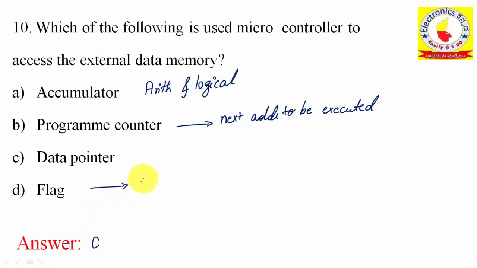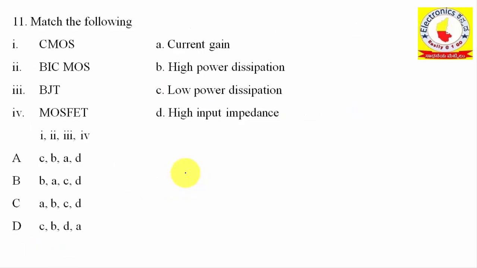Flag registers are used to indicate the status, right? Next, 11th question. CMOS stands for complementary metal oxide semiconductor. BJT is bipolar junction transistor. BiCMOS is a combination of BJT as well as MOSFET, and MOSFET is metal oxide semiconductor field effect transistor, right?